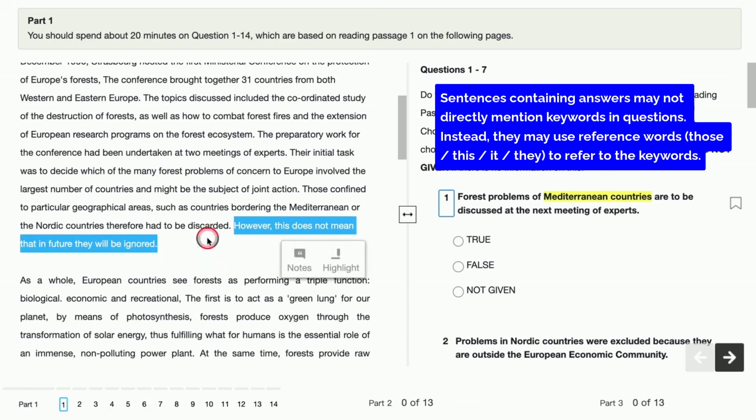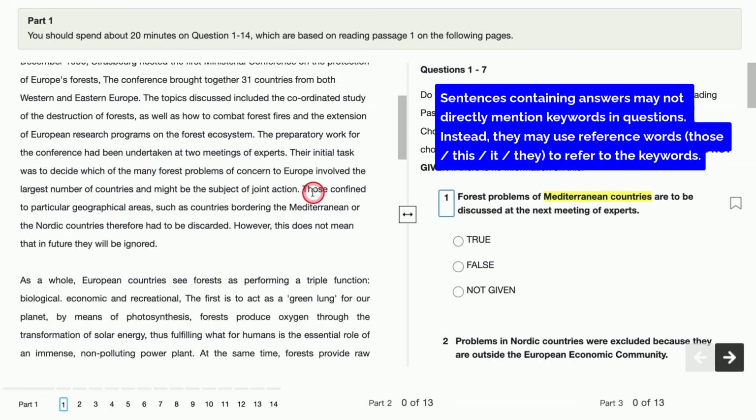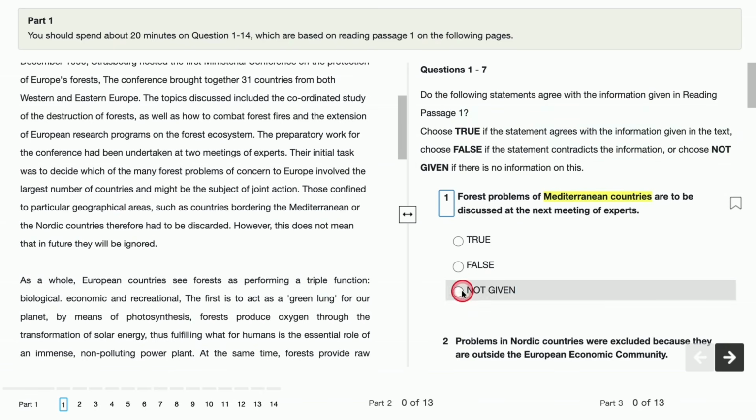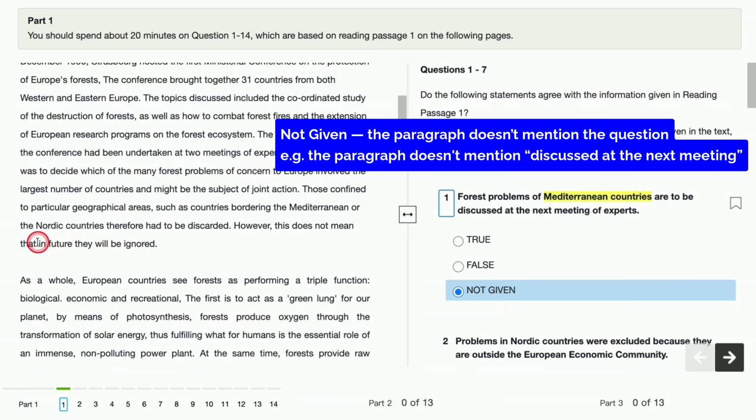This sentence is the answer, right? Here they refers to those, and those refers to the forest problems of Mediterranean countries. So this sentence is actually saying this doesn't mean that in future forest problems of Mediterranean countries will be ignored. Which one is the answer? Not given is the answer. Those problems may be ignored or they may not be ignored. We don't know, so the answer is not given. This one is not very hard.